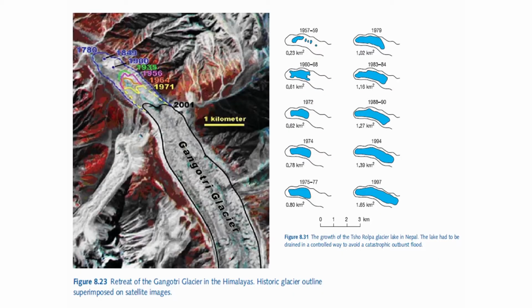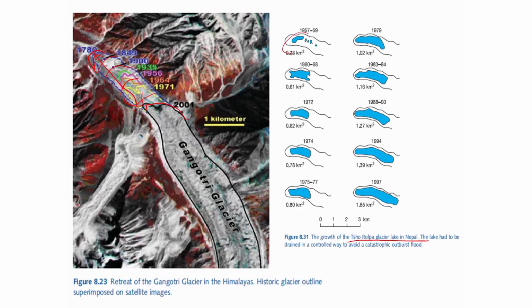Nonetheless, the Gangotri Glacier, which had reached down to this level in 1780, has been retreating almost constantly. By 2001 it has retreated by something like 80 to 100 meters. So this is 1 kilometer here, so we have to be careful what the scale is. So there is a significant retreat of the Gangotri glaciers, and it also shows up in, for example, the growth of glacier lakes. So this is the Tsho Rolpa Glacier Lake in Nepal.